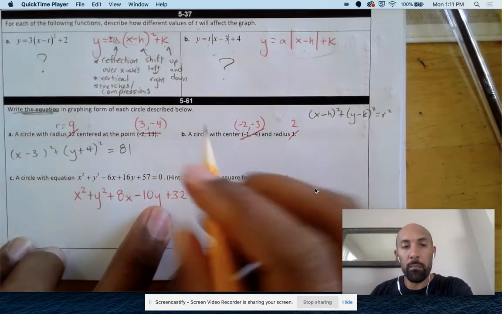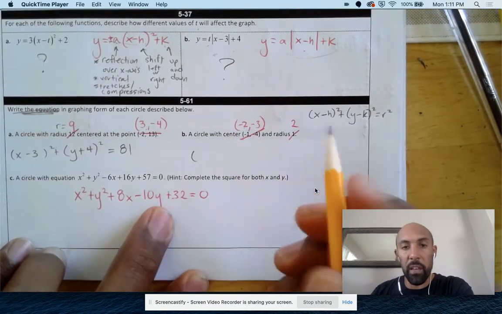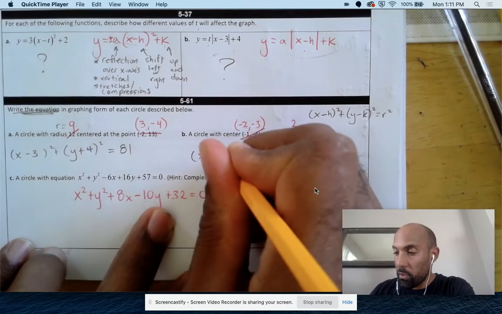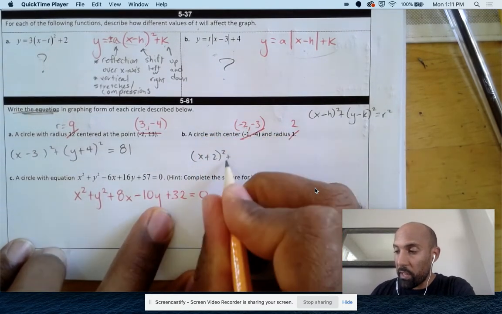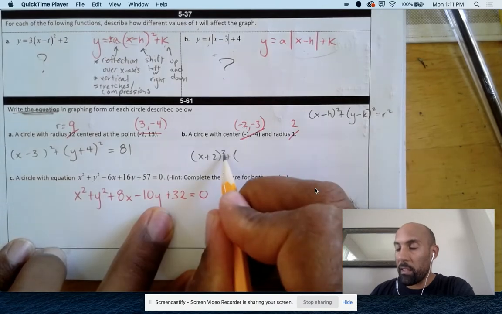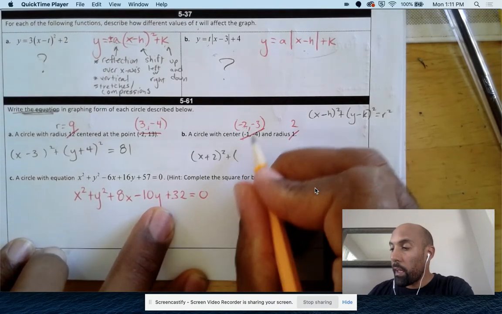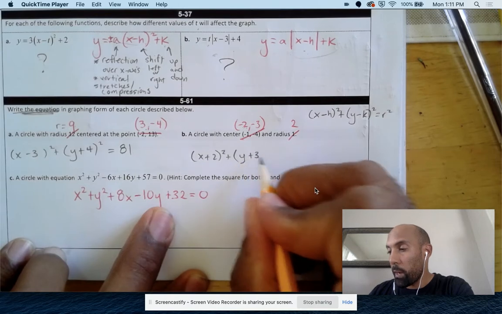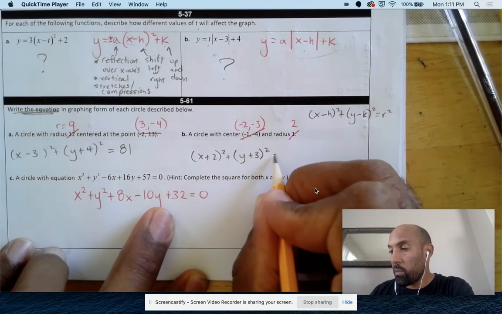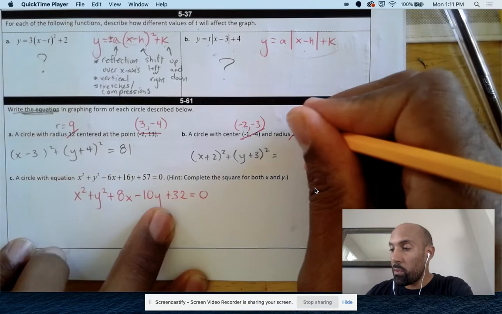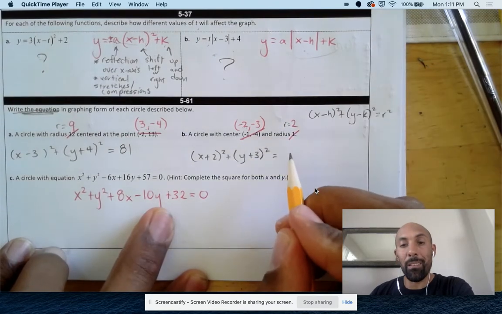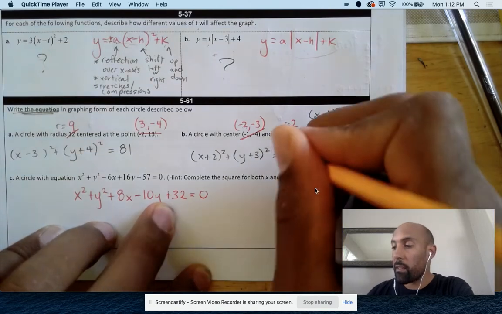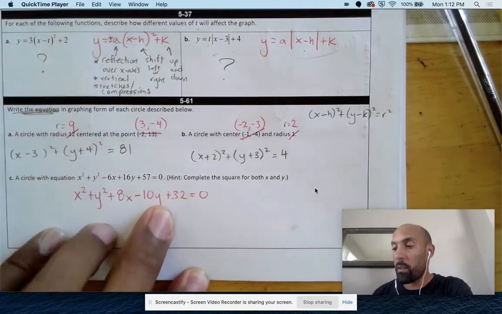Okay, same thing here. We'll start with the x value. So it's at negative 2, so I'll put x plus 2, plus, don't forget that plus in the middle, some of you guys forget that, and little squares. Okay, and then the y value is also negative, so I'm going to put y plus 3 squared, and the radius is 2, r equals 2, so to get the value to the right of your equation, you square that. 2 times 2 is 4.